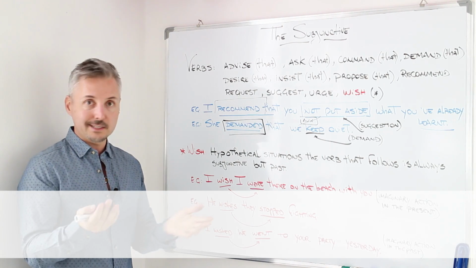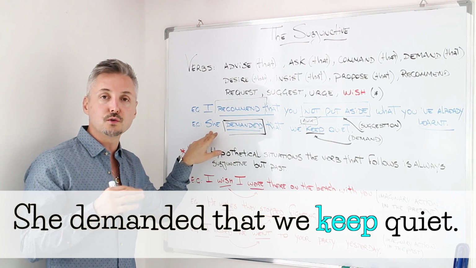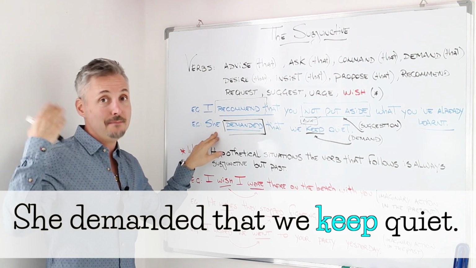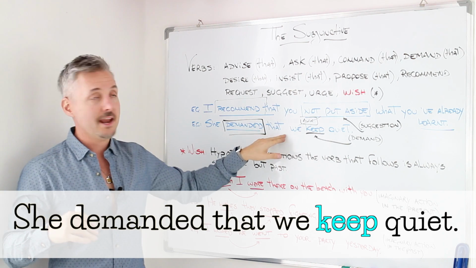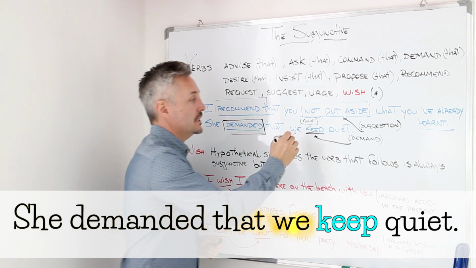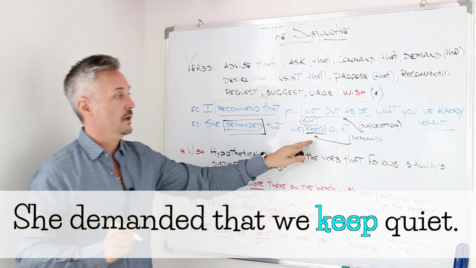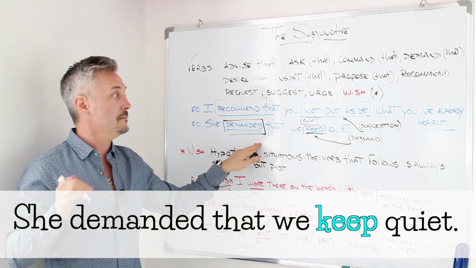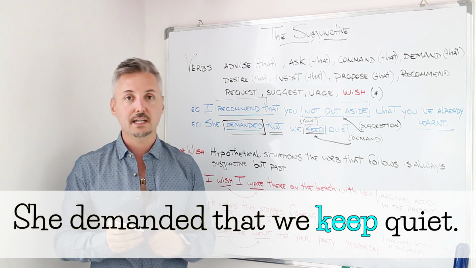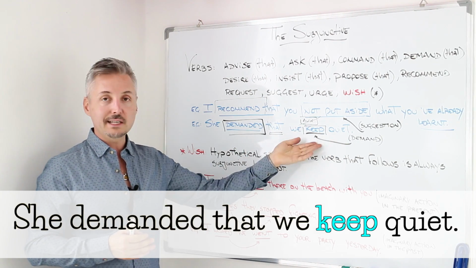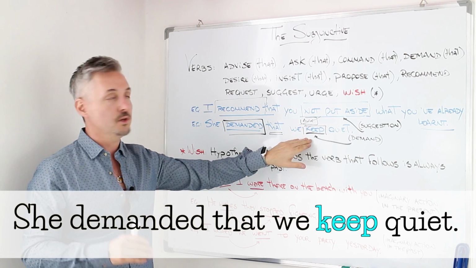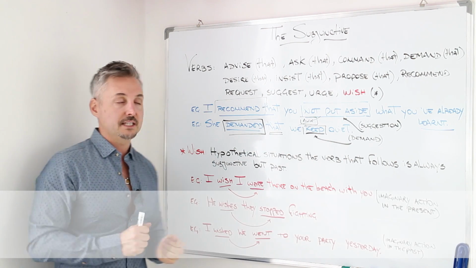Now let's look at another example. In this case, I chose to write a past sentence. So she demanded in the past that we keep quiet, okay? So here we have the subjunctive keep, which is a demand. She demanded in the past that we keep, that is very important, that we keep quiet. You can see that we don't use any auxiliary for that, and we don't use the to with the infinitive.